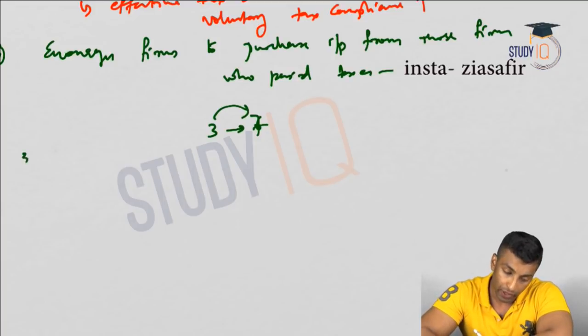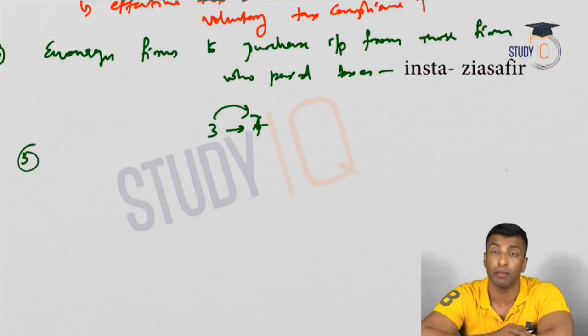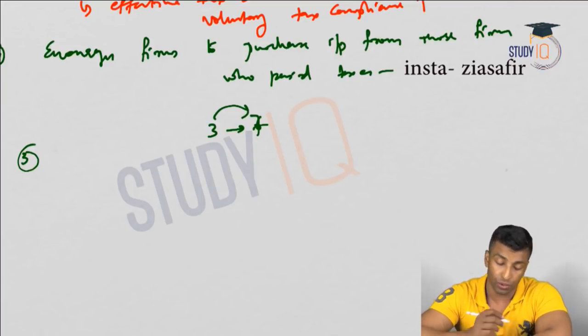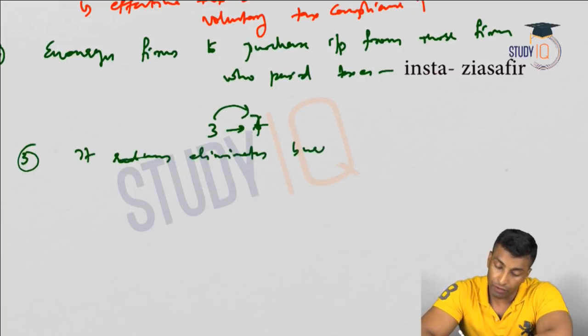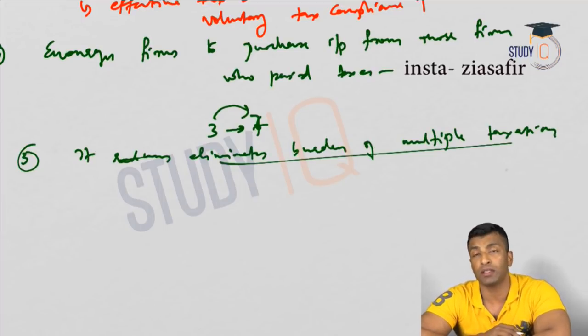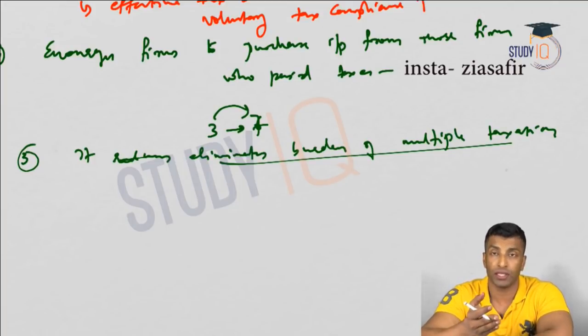Now the third point, and this is one of the most important points, it reduces the cascading burden. Different taxes you don't want to pay, only one time you need to pay tax. So it reduces or eliminates the burden of multiple taxation. Why? Because each commodity will be taxed only once. So there won't be multiple taxation. At the first stage you'll be taxed.